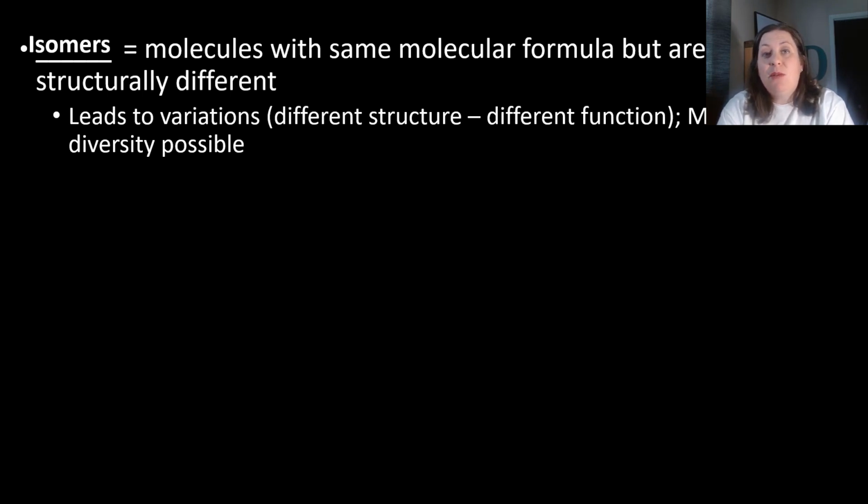We see the same thing here with isomers. If you look here, iso means same and mer means parts. So they have all the same parts, but they may look very different. This leads to variations like structural differences, which then ultimately lead to functional differences, and it makes diversity possible.